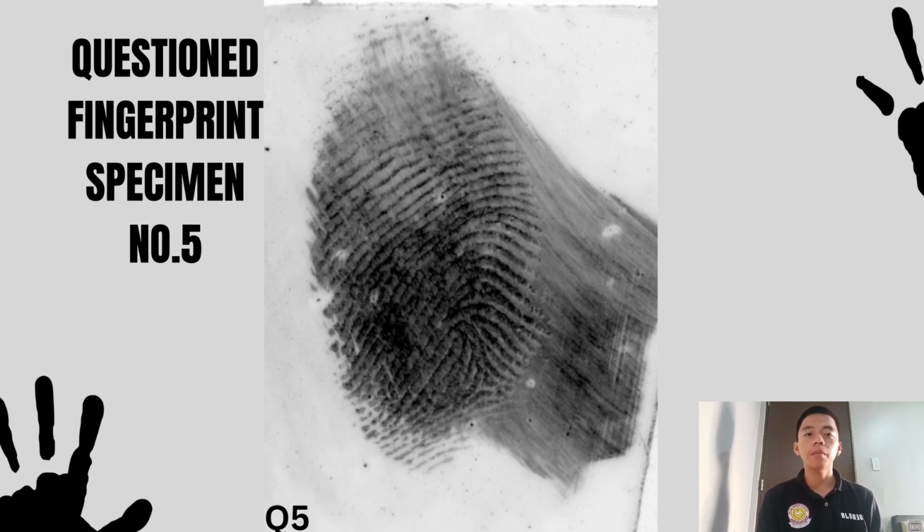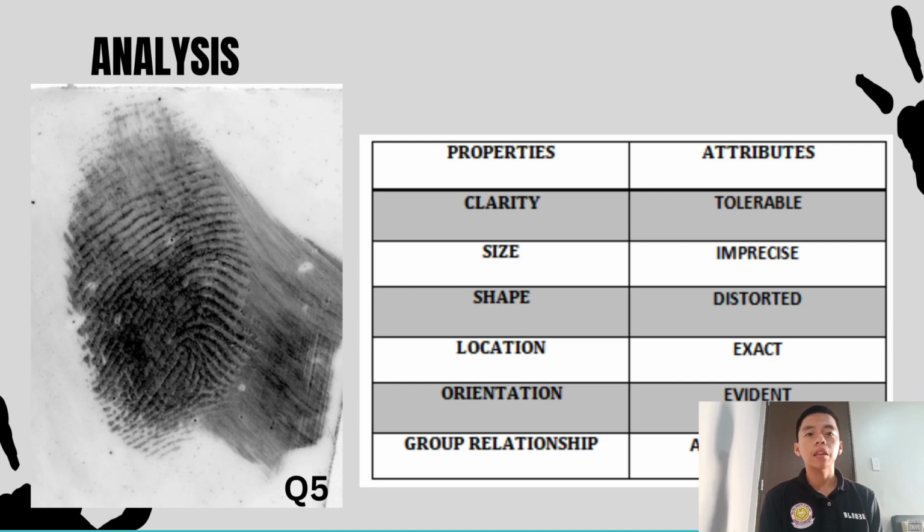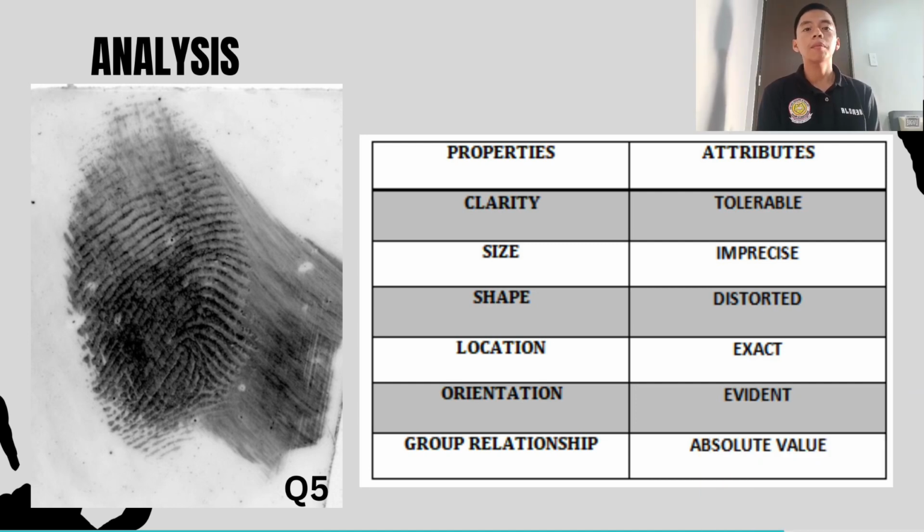Fingerprint number 5 or Q5. Q5 is a latent print lifted and developed from a 9mm pistol using black powder. Clarity tolerable. The clarity of the latent print is enough to be subjected to fingerprint examination. Size imprecise. The size of the fingerprint is not suitable for examination because of the various formations on its edges.